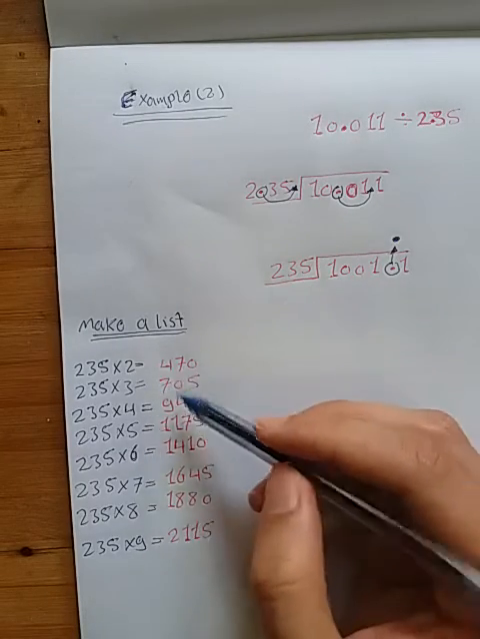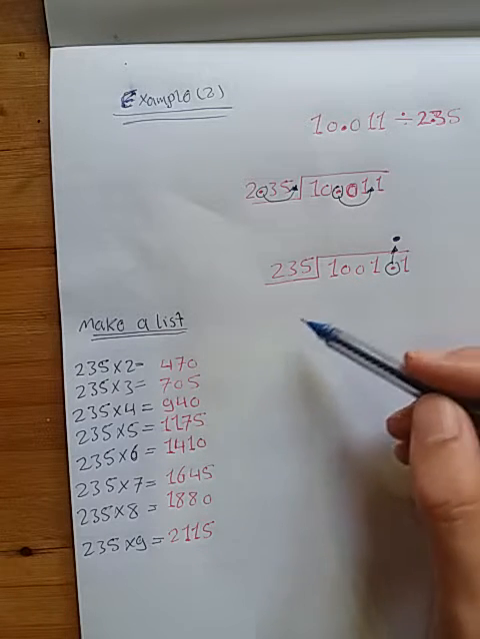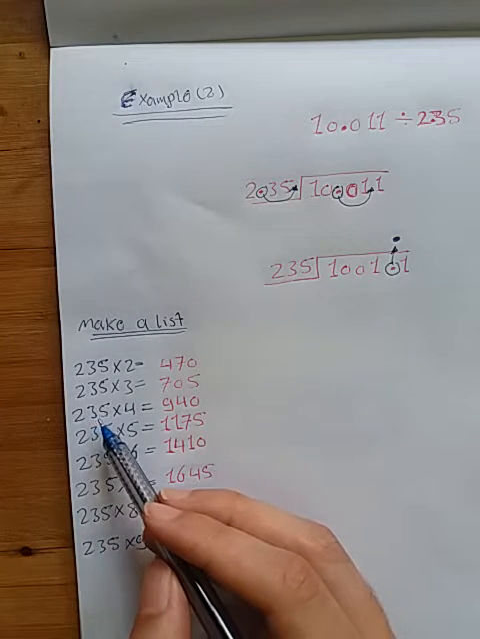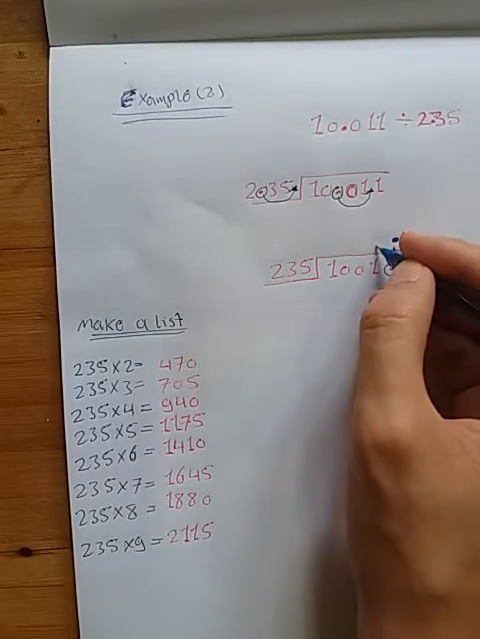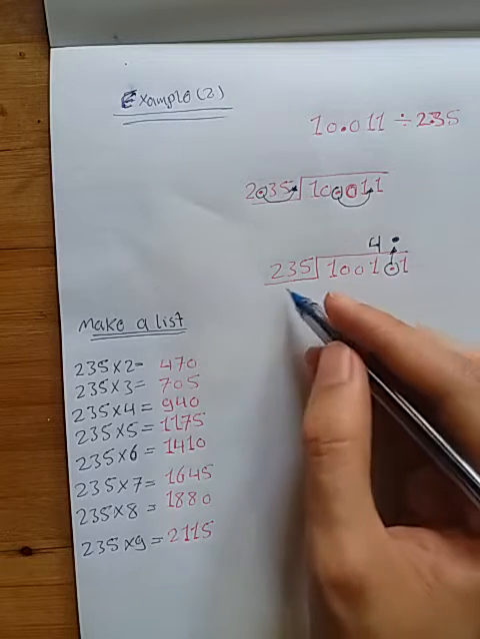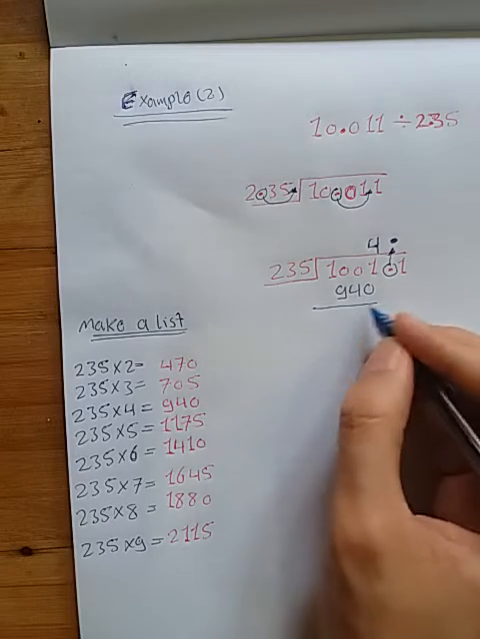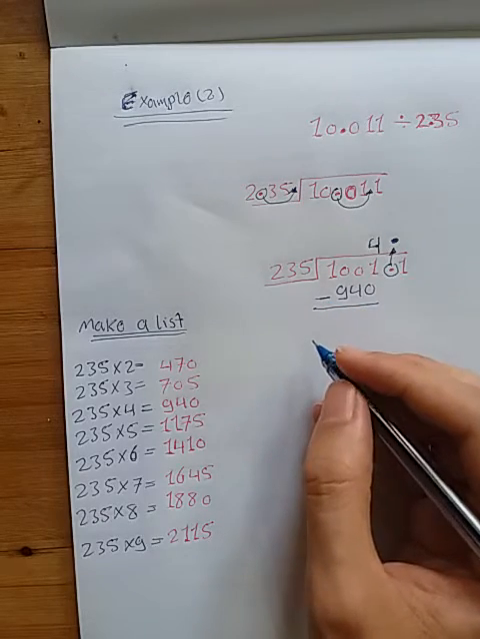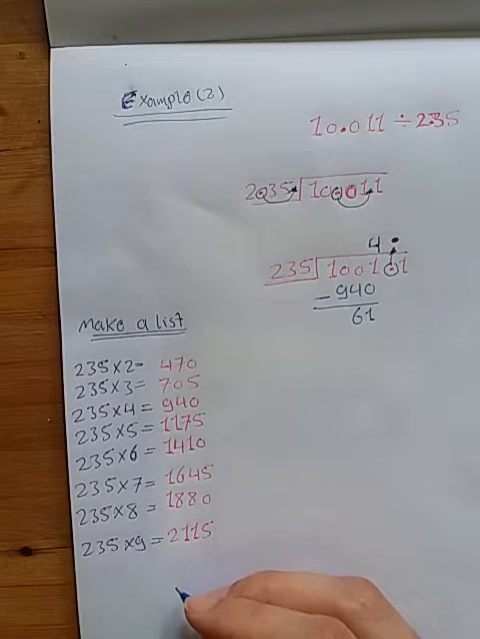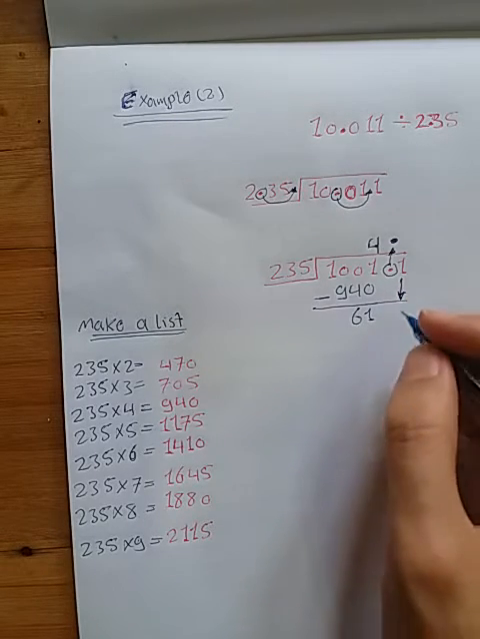Now, which is the largest number here? That's just under 1001. It's 940, which came from multiplying 235 by 4. So the answer here should be 4. Multiply 4 times 235 equals 940, and we will subtract.